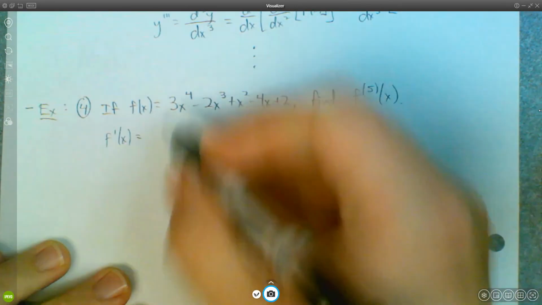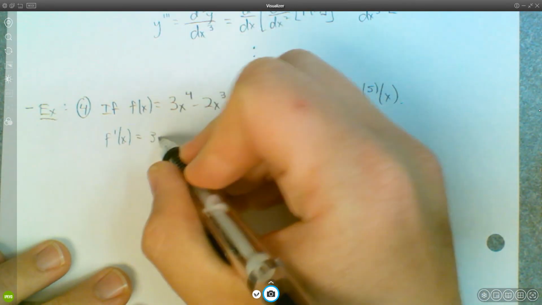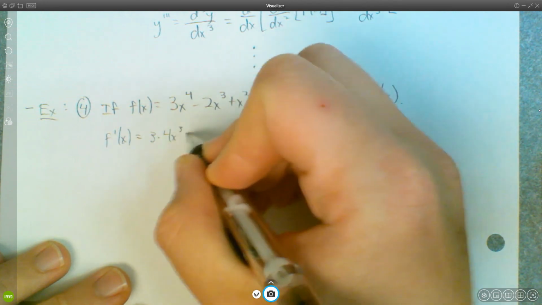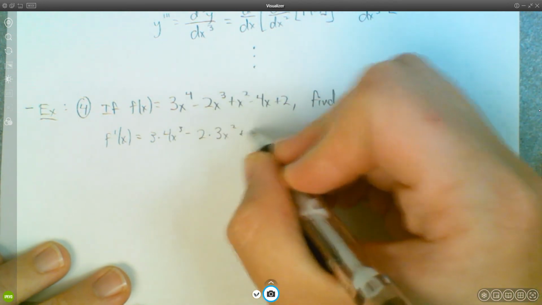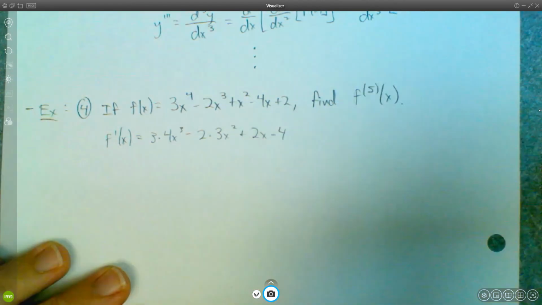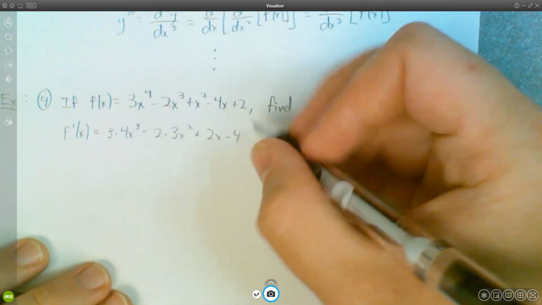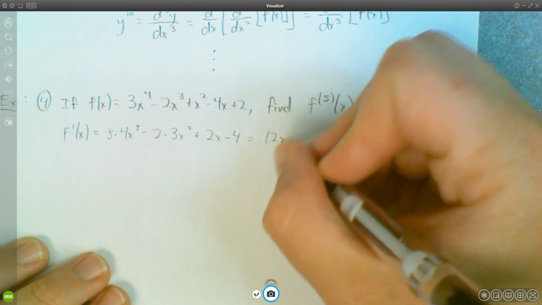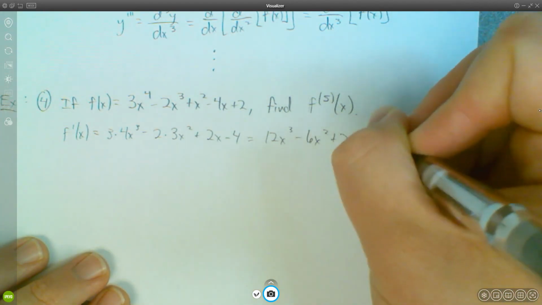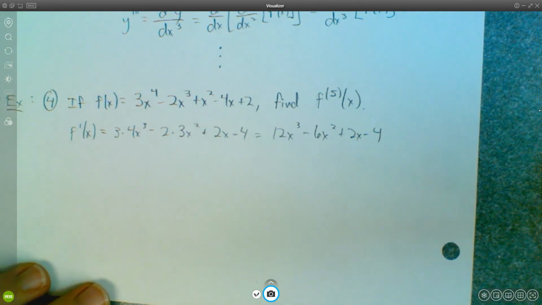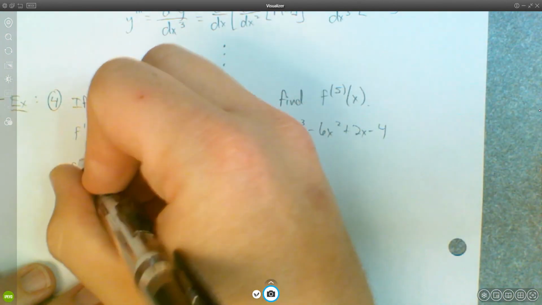F prime of x is going to be 3 times 4x cubed minus 2 times 3x squared plus 2x minus 4. So in other words, 12x cubed minus 6x squared plus 2x minus 4. Okay, so there's the first derivative. Second derivative.